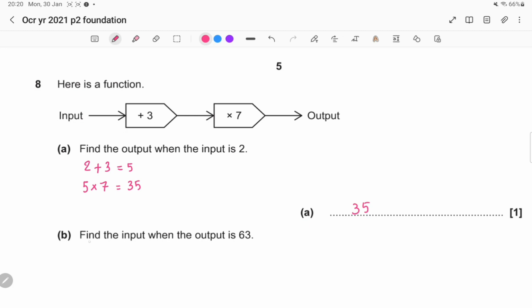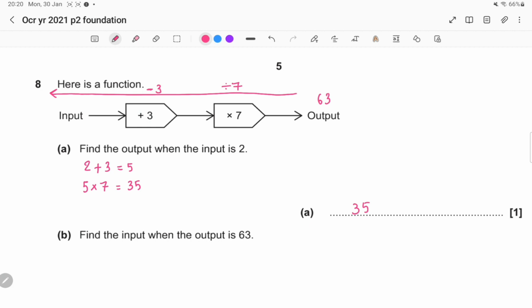Next question says, find the input when the output is 63. In this case, the output is given, which is 63. I need to work backwards. Working backwards, we take the opposite of multiplication and the opposite of addition. If it was multiplied by 7 going to the right, it would be divided by 7 going to the left. If it was positive 3, it should be negative 3.